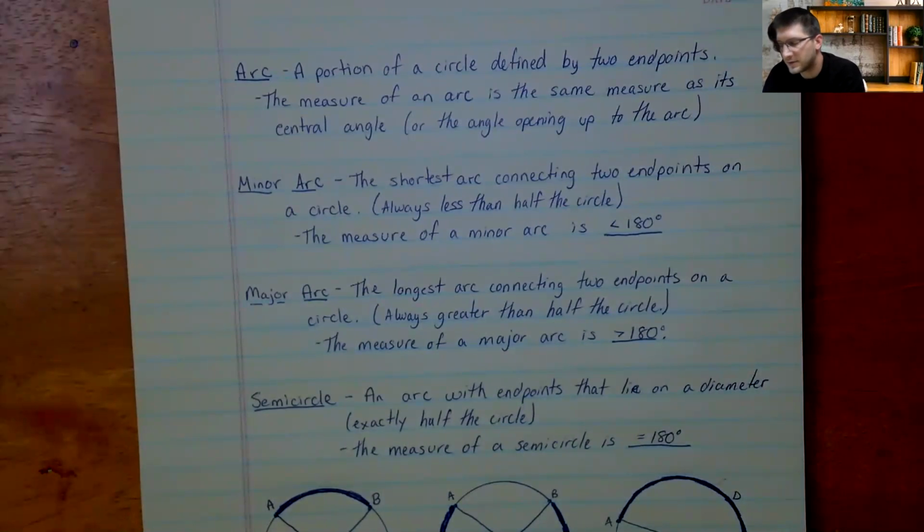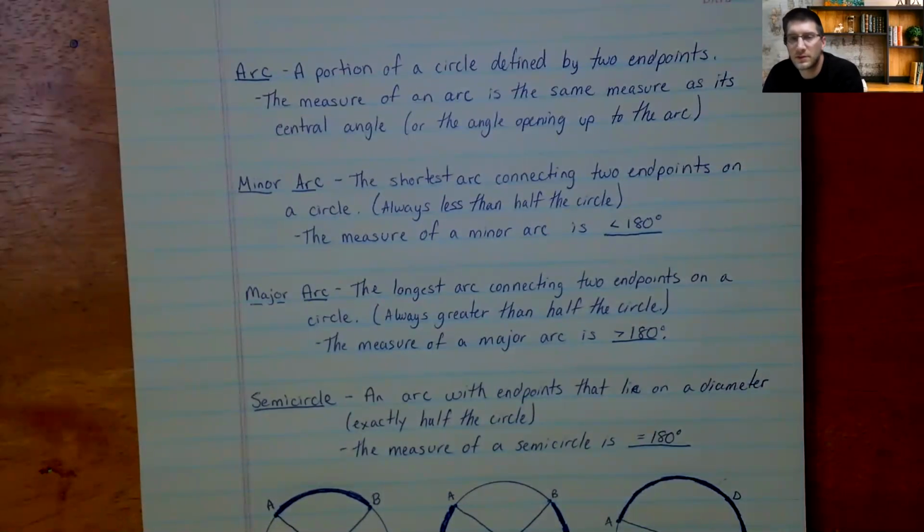A minor arc is the shortest arc connecting 2 endpoints, always less than half the circle, and the measure is always less than 180 degrees, half of the circle. A major arc is the longest arc connecting 2 endpoints on a circle, and it's always greater than half the circle, which means it's always greater than 180.